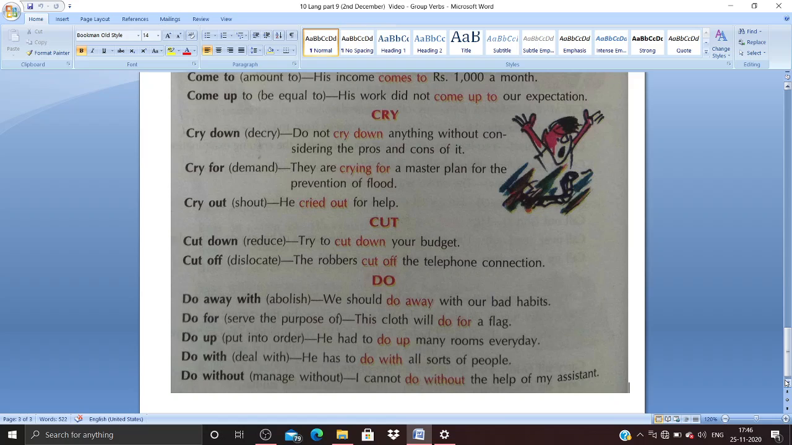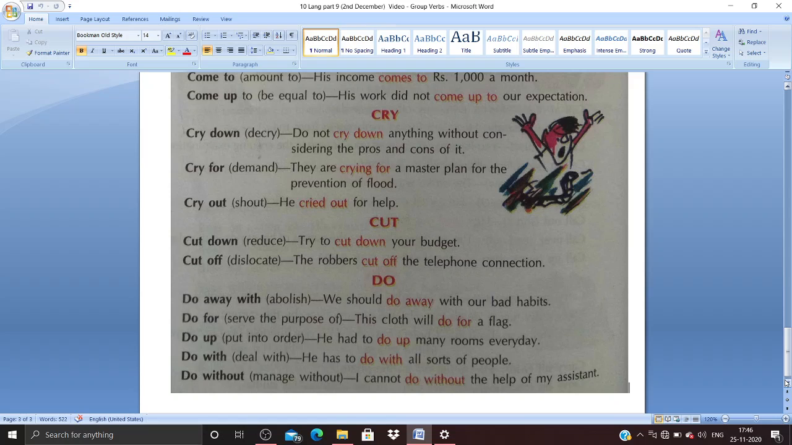Do up means put into order. He had to do up many rooms yesterday. Means he had to put many rooms in order. Suppose somebody is working in a hotel as a room service man. After the people go, the room is in a very bad situation, so he has to prepare the room for the next customer to get in. So that's called do up, put into order.